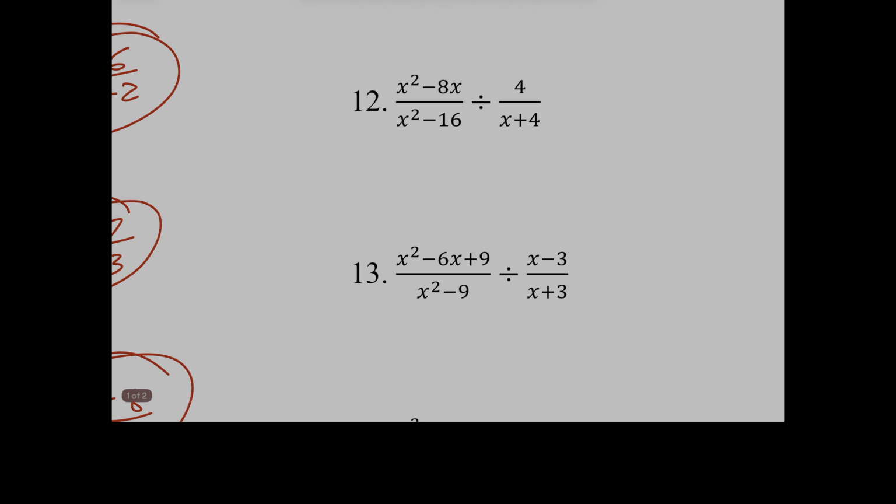Okay, top, what's the same? X, what's left over? X minus 8. This is going to be an X plus 4, X minus 4.